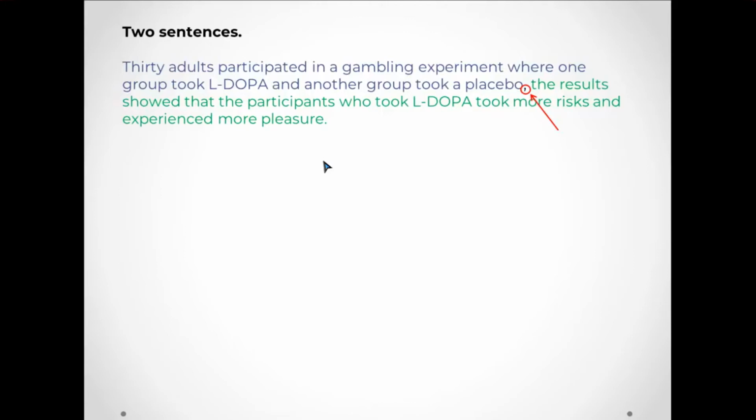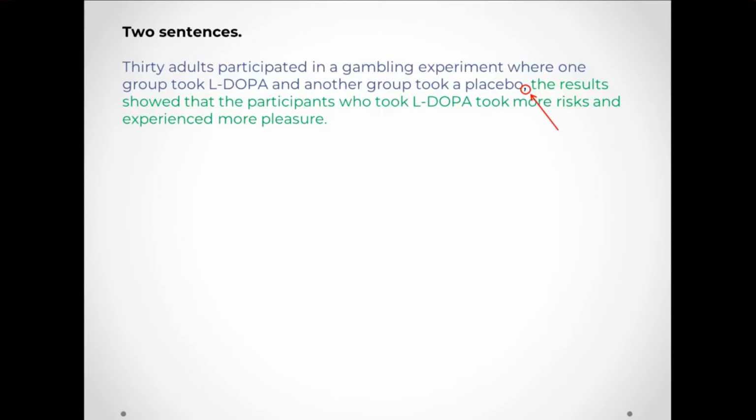The comma. This is not a comma. It is a full stop. Actually, it should be a full stop. After that, I begin a new idea, a new concept, a new sentence. The results show that the participant who took this presented this as opposed to the other. That's a different idea. It's not inside the other sentence.